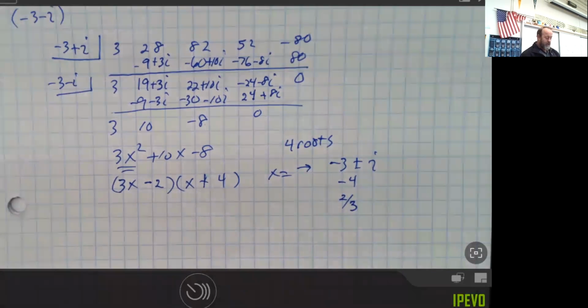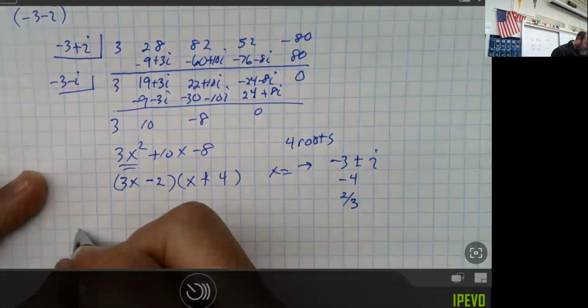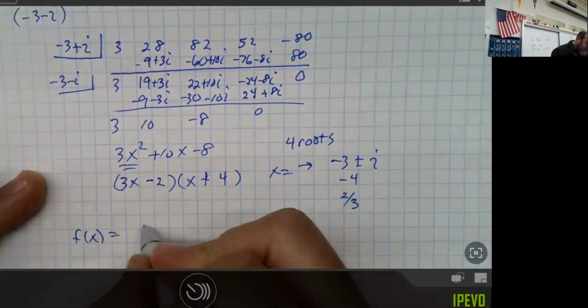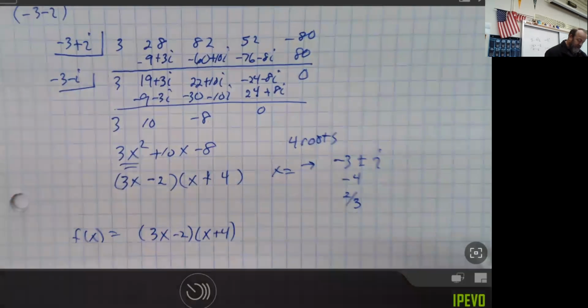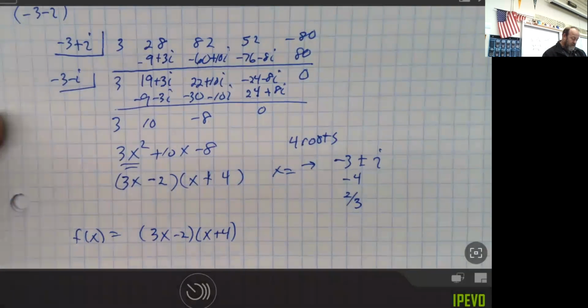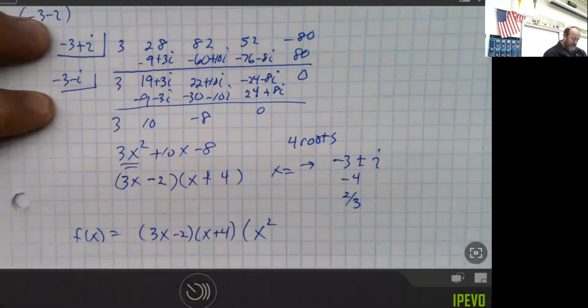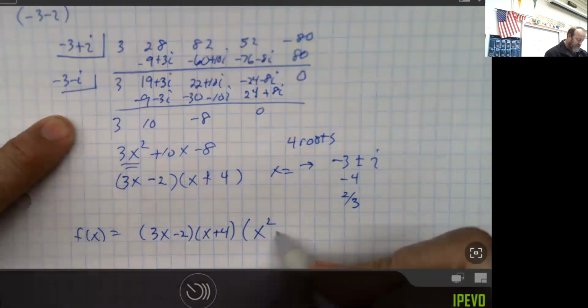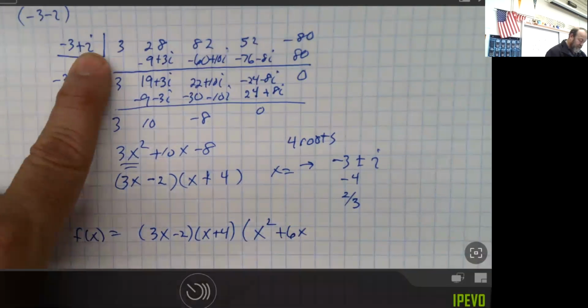And of course, if we wanted to take it one step further and write it as a product of linear and irreducible quadratic factors, we could say that my original function f of x had a 3x minus 2, which is a linear factor, x plus 4, which is another linear factor, and we had our special way that we looked at these, x squared. When we add them together, I got negative 6, so I'm going to go plus 6x, and negative 3 squared is 9, 1 squared is 1, 9 and 1 make 10.